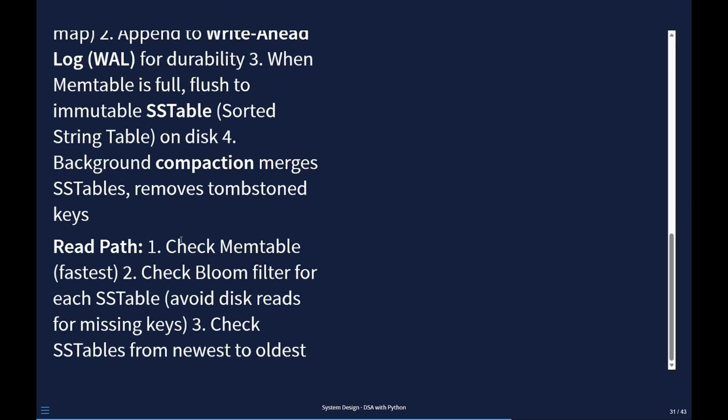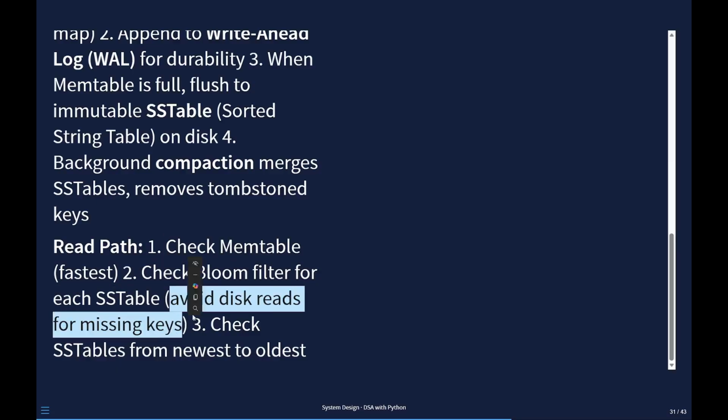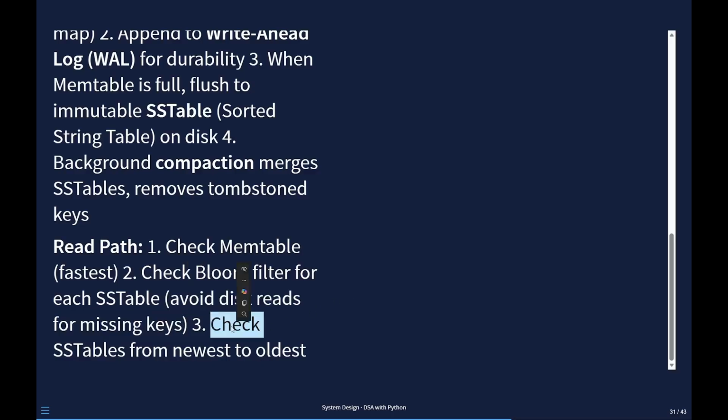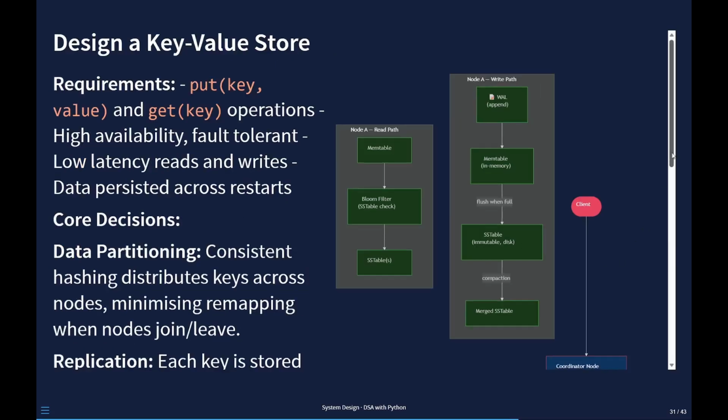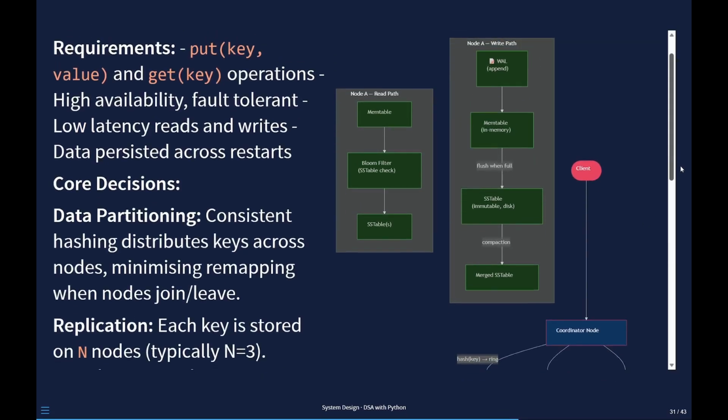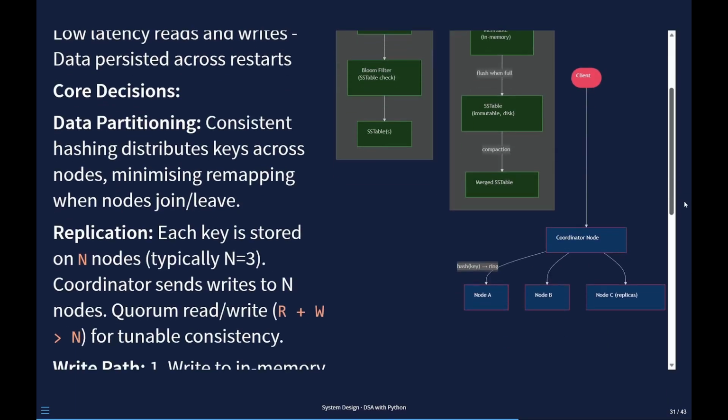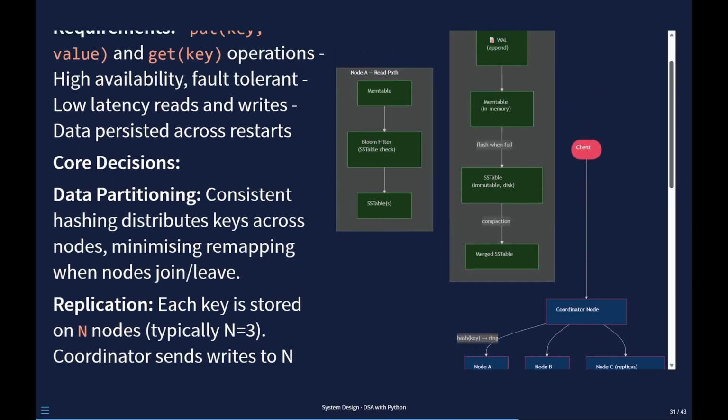Read path. Check the memtable first. Fastest. No disk I/O. Then use a Bloom filter to check whether the key might be in each SSTable before doing an expensive disk read. Bloom filters have 0 false negatives. If the filter says the key is not in an SSTable, it is definitely not there. Only read the SSTables that might contain the key, newest to oldest. This LSM tree architecture is exactly how Apache Cassandra, RocksDB, LevelDB, and Azure Cosmos DB store data internally.